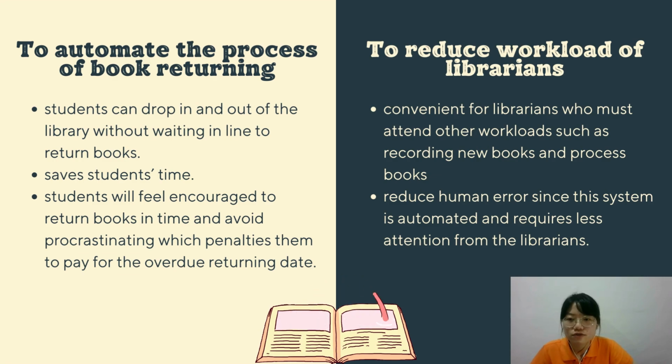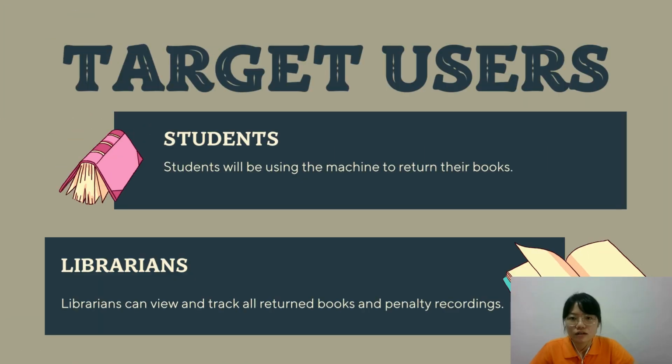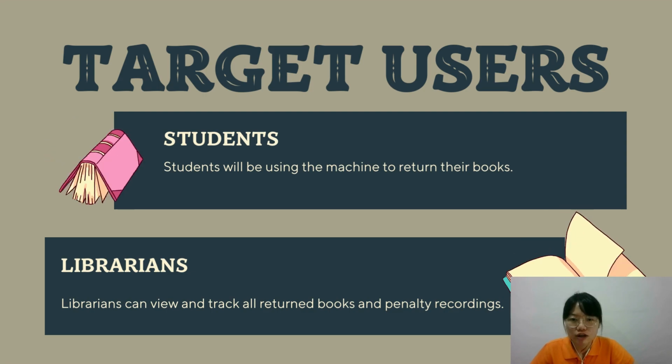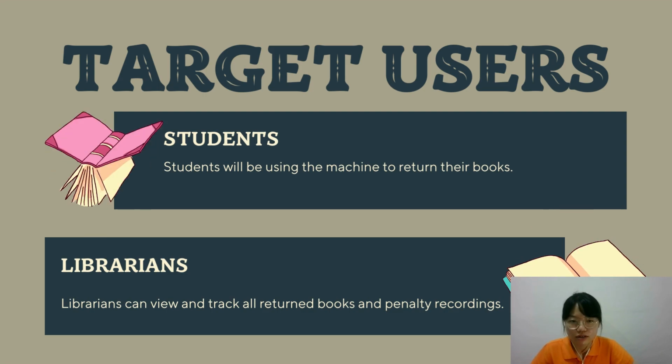So this is convenient for librarians who must attend to their workload, such as recording new books and processing books in the library. This can also reduce human error since the book drop system is automated and requires less attention from the librarian. In this system, students and librarians will be the target users. So for students, they will be using the machine to return their books. And for librarians, they can view and track all returned books and penalty recordings.